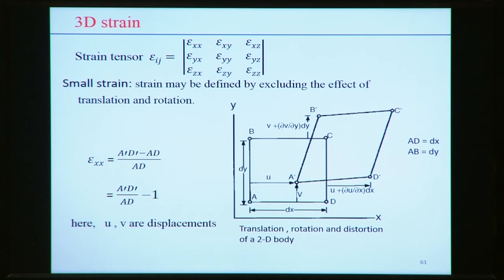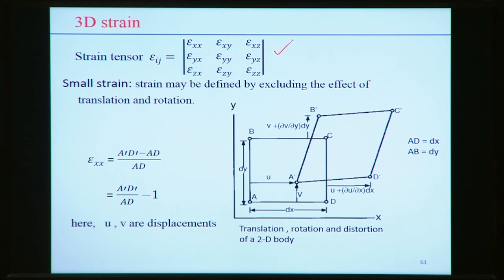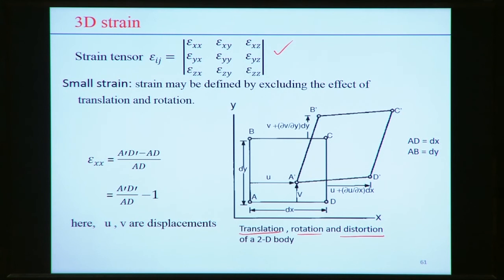Now we'll shift to the next topic, called three-dimensional strain, and specifically focus on small strain. Like the stress tensor, we can find the strain tensor in a similar way with the designation with respect to the axes x, y and z. But during deformation, the body is subjected to translation, rotation as well as distortion. Specifically, this figure indicates a two-dimensional body. But small strain is defined by excluding the effect of translation and rotation. So small strain considers only the distortion.